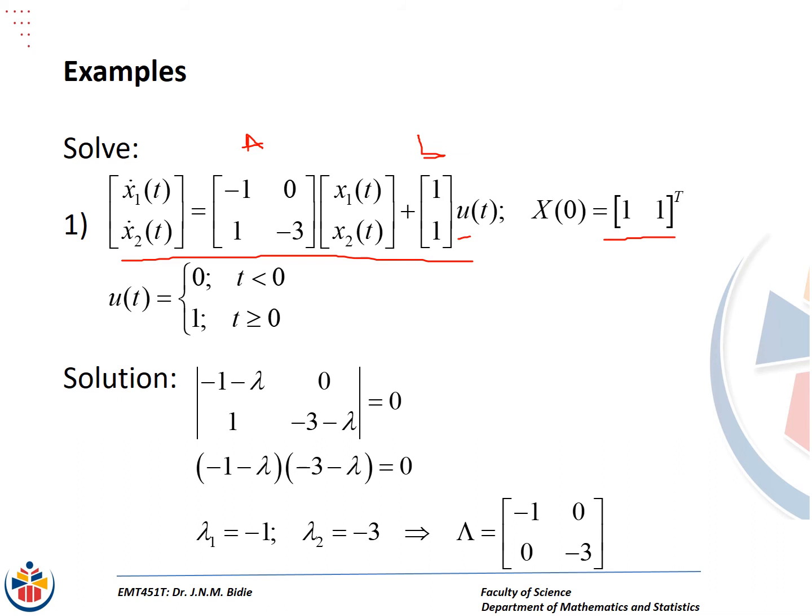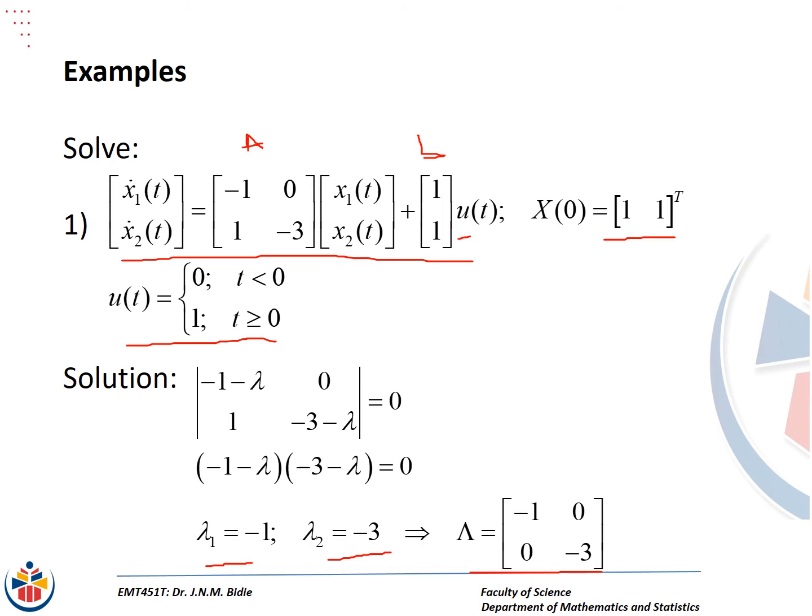Also, we have initial conditions, noting that the first one is x1 of 0. The second one is x2 of 0. Also, we are given the expression for our u. In this case, our u is a Heaviside function, which is 0 for all values of t less than 0 and 1 for all values of t from 0 to infinity. So let's start with step 1, which requires that we get the spectral matrix. Please confirm that we have eigenvalues lambda 1 equal to negative 1 and lambda 2 equal to negative 3, giving us the spectral matrix negative 1, 0, 0, and negative 3.